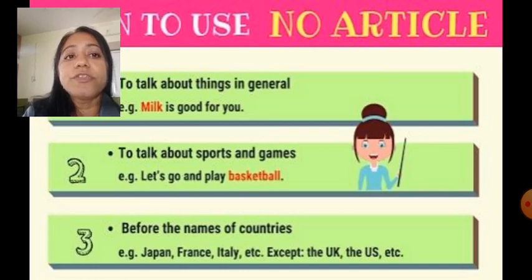Next, to talk about sports and games. When we are talking about any sports or games, we will not put any article. Let's go and play basketball. Before the names of some countries, for example Japan, France, Italy, etc., here we will not put any article. But when we talk about the United States or the United Kingdom, at that time we will put the article the.